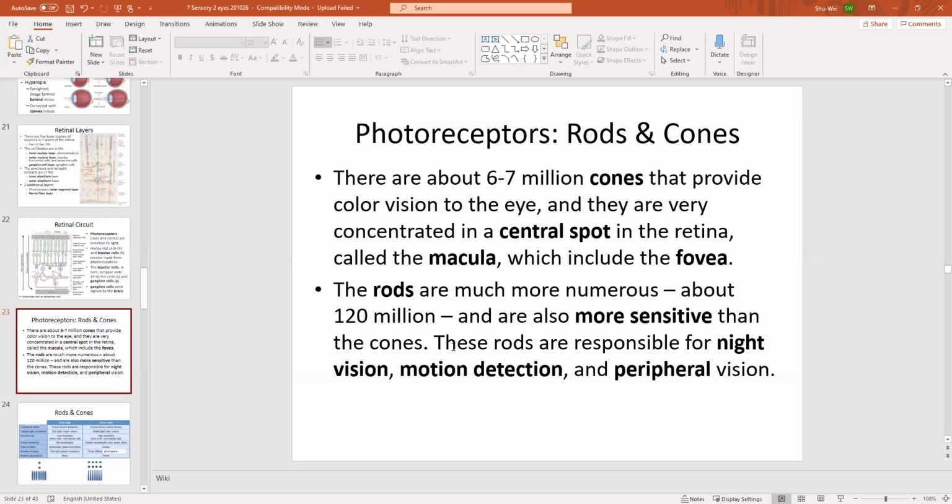We cannot see clearly at night because the rods are more peripheral. They are not in the center, so it's not the best focused area. Rods are also good at motion detection. If the movement is in the peripheral visual field, it will be easier to detect because it is projected onto the rods.